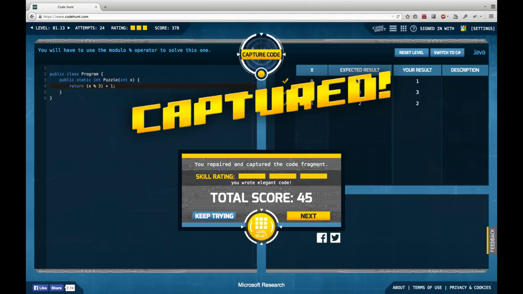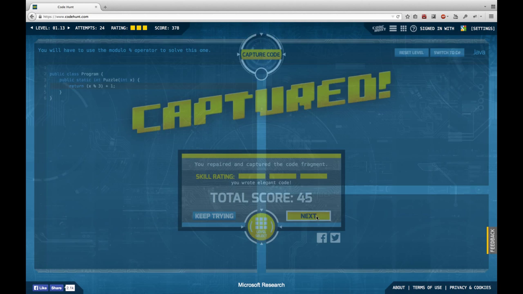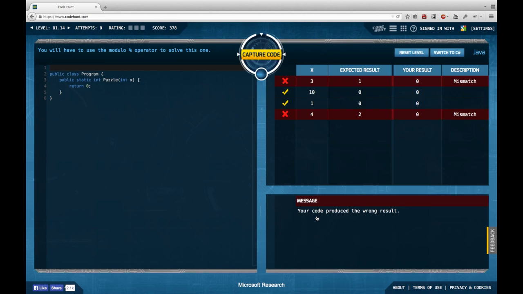That is really nice. So now we got 45 score points, and we're going to the first code thing that I did not solve myself yet. Message, your code produced the wrong result. That is really nice. Thanks for the information.